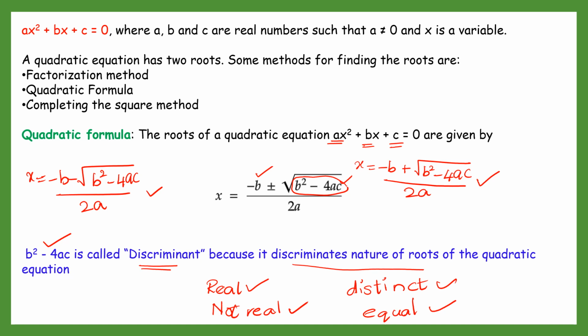This b square minus 4ac is the discriminant. It tells the nature of roots. That means it will tell whether roots are real or not real, whether roots are distinct or whether the roots are equal. So you call b square minus 4ac the discriminant. Let's understand about this discriminant and nature of roots further.